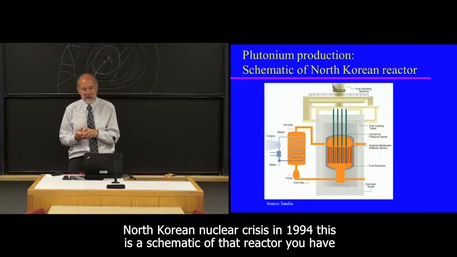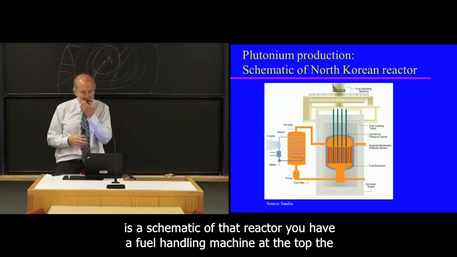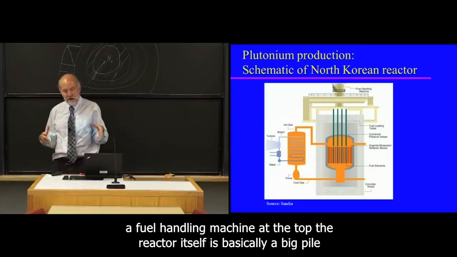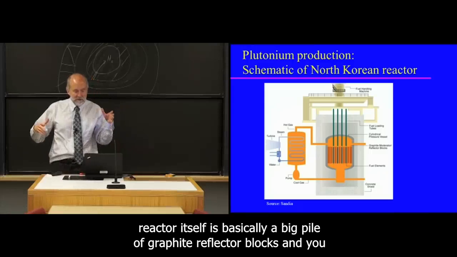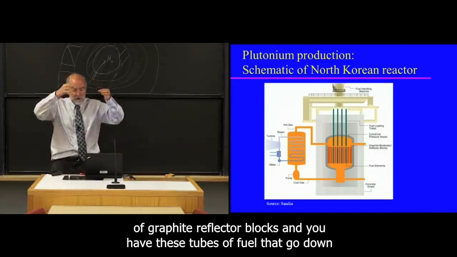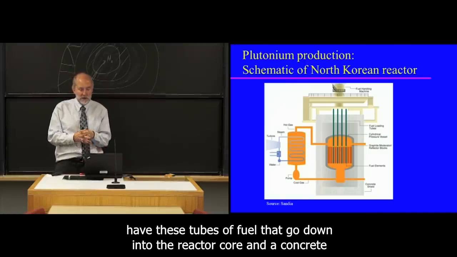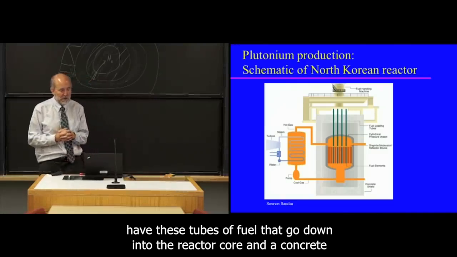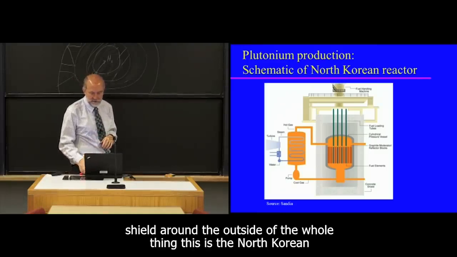This is a schematic of that reactor. You have a fuel handling machine at the top. The reactor itself is basically a big pile of graphite reflector blocks, and you have these tubes of fuel that go down into the reactor core and a concrete shield around the outside of the whole thing.